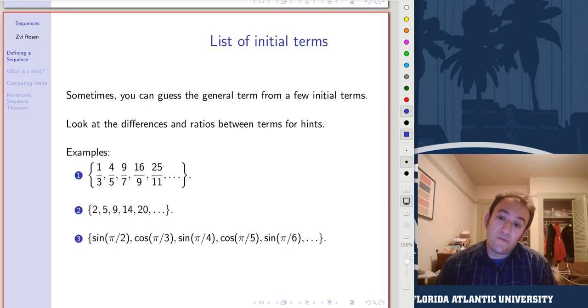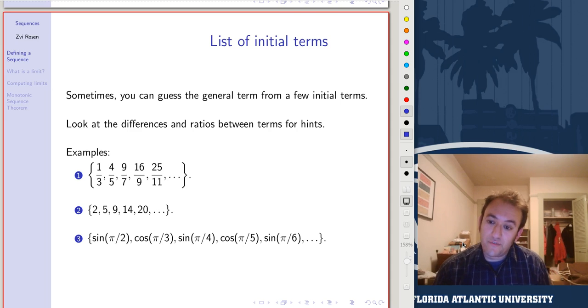Another way to define a sequence is by giving a list of initial terms and then trying to guess the general term from those first few. When you're trying to do this, one good way to get a hint of what the correct general term is, is by looking at the differences and ratios between terms. So let's look at a couple of examples.